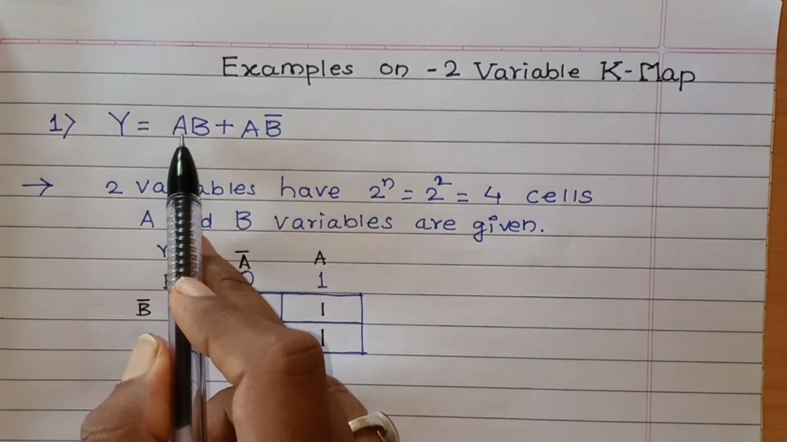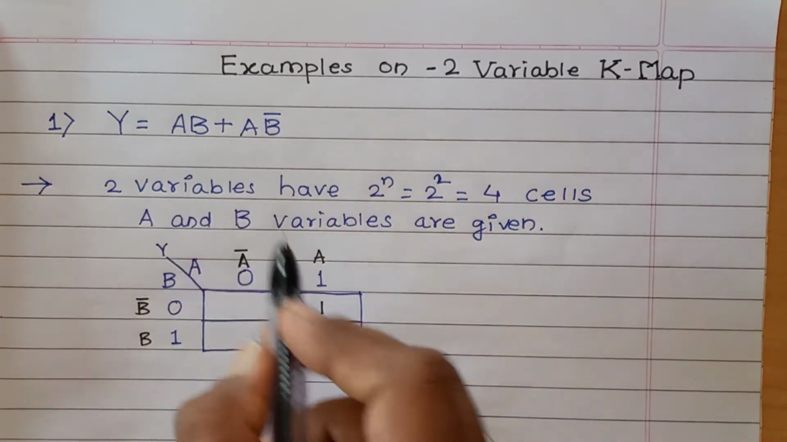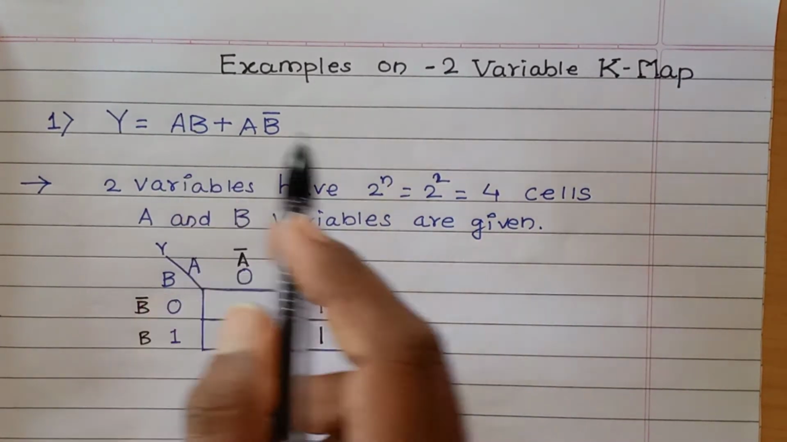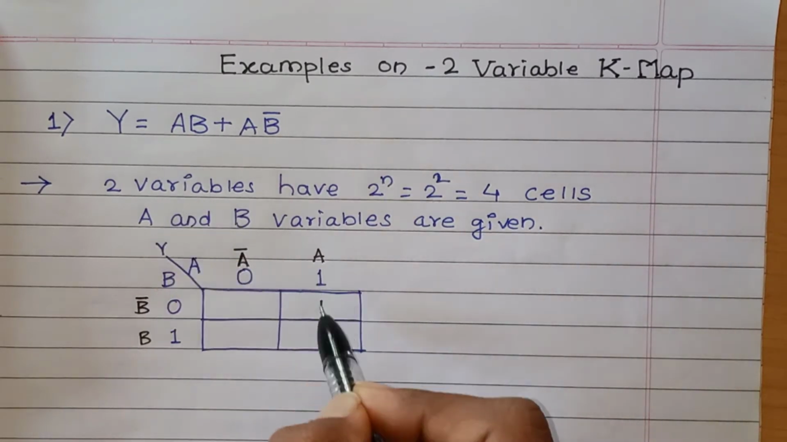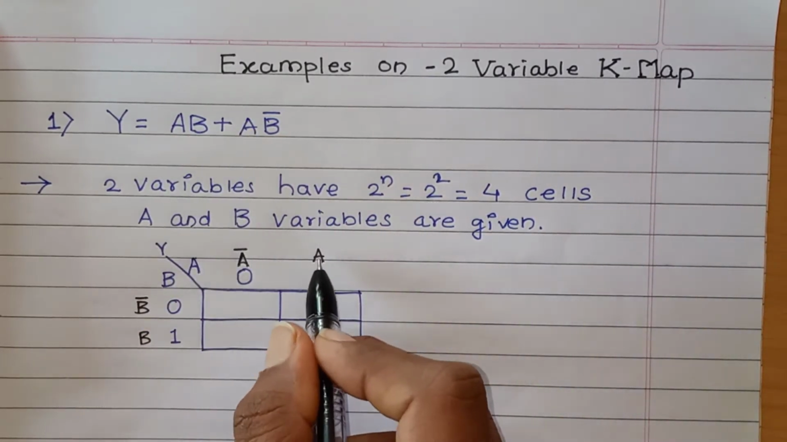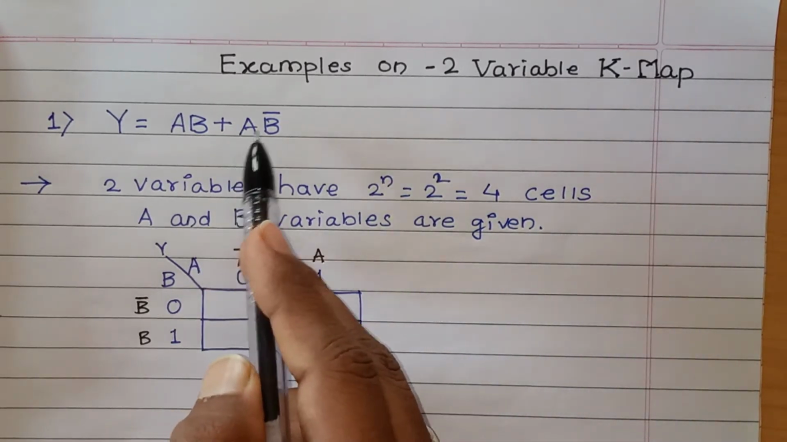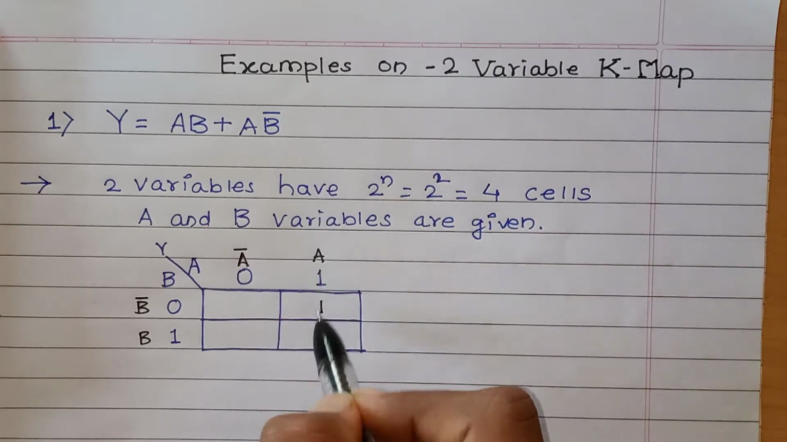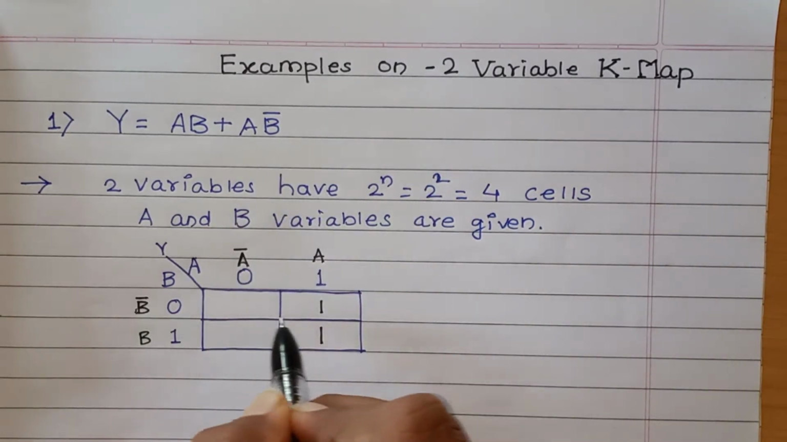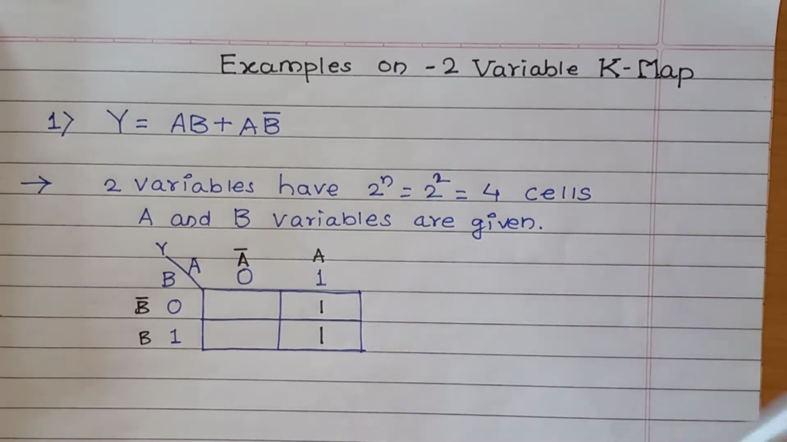Our equation was AB plus AB bar. So AB: it is the second column of A, and this is the second row of B. So where this column and row intersect, we have put 1. Plus AB bar: the column of A and the row of B bar are intersecting at this place, so we have put 1 there, right?